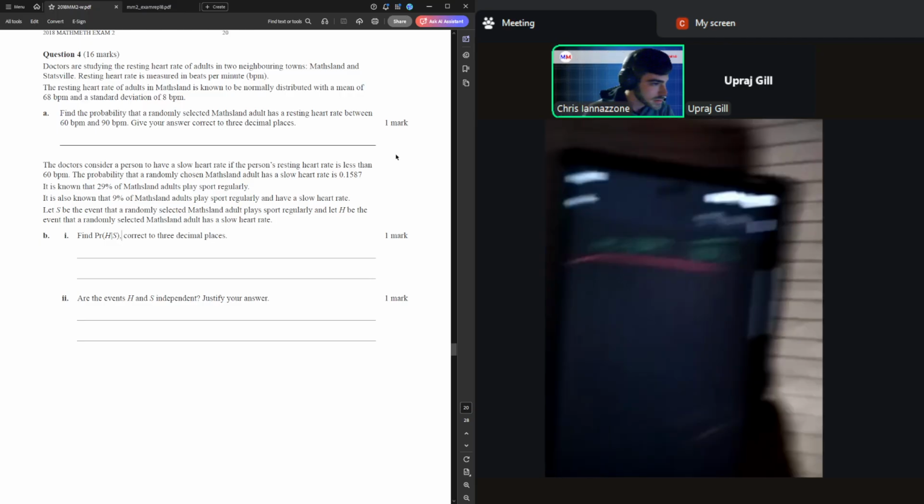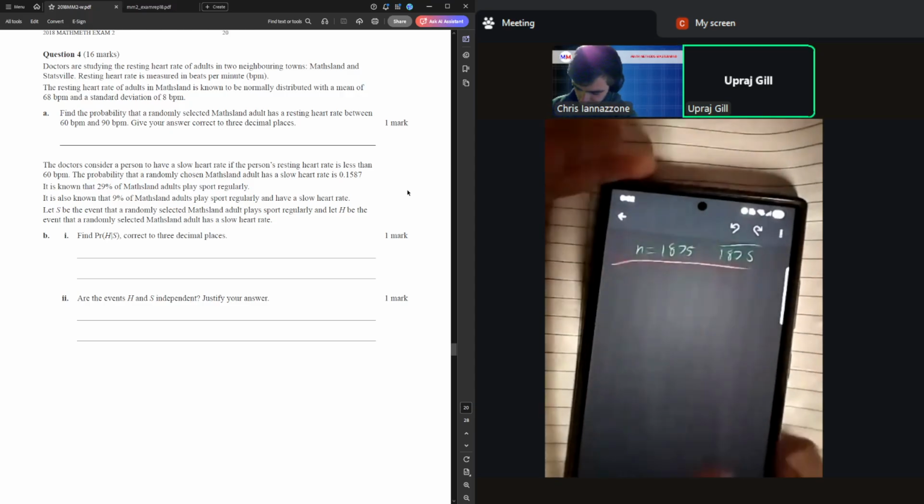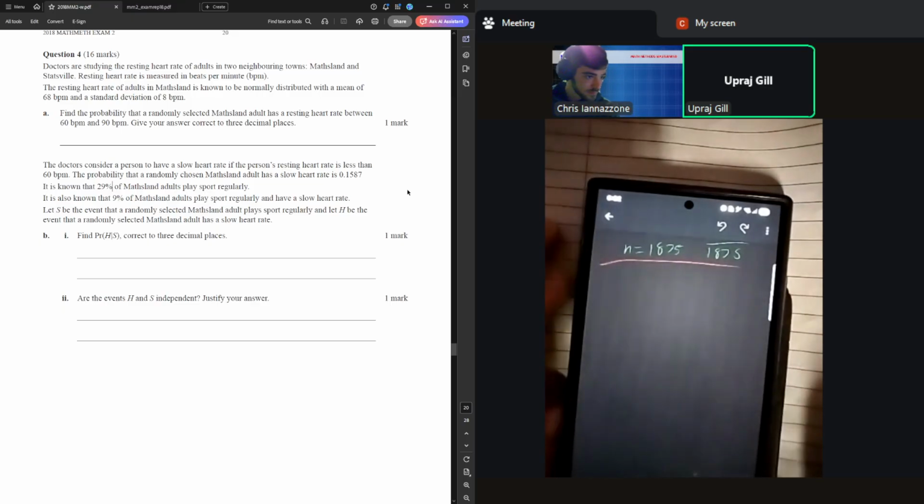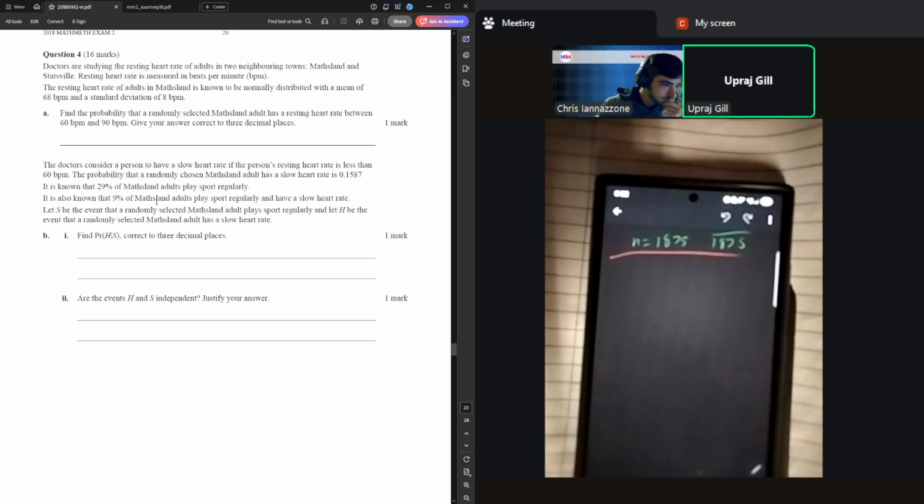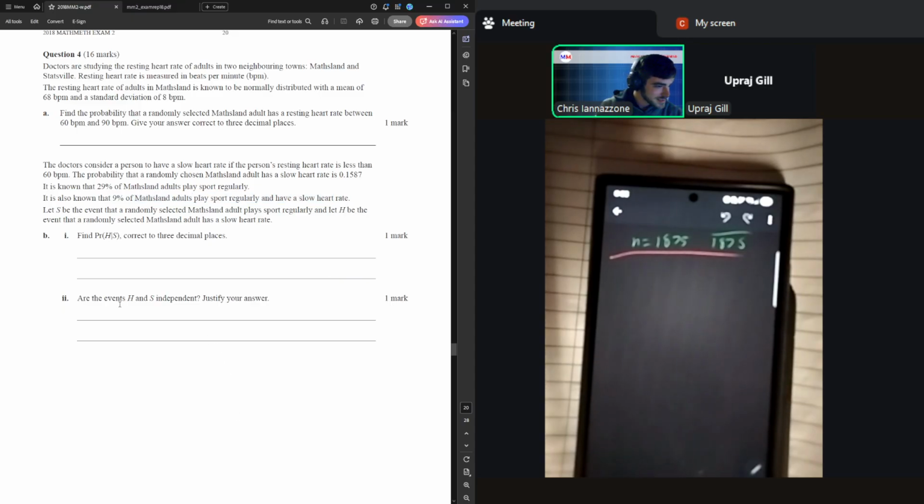Let me just double check that. 0.29 is sport regularly. S is sport regularly, yes. So 0.29 is going to be the bottom. 9% of adults play sport regularly and have a slow heart rate, so 0.09 is going to be our top. 0.09 divided by 0.29 should get 0.310. Yeah, very good.